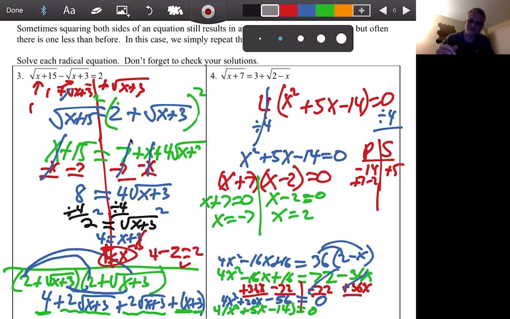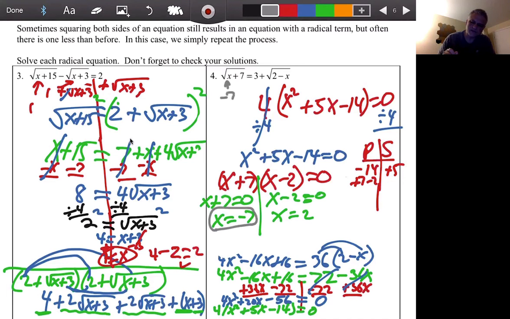Okay, let's try them. Remember, try your answers, okay? Let's try x equals negative 7. Okay, let's put that right there. Negative 7 plus 7 is 0. So 0 equals 3 plus square root of 2 minus negative 7. Well, 2 minus negative 7 is 2 plus 7, so that's 9. So 3 plus the square root of 9 is 3 plus 3. Uh-oh. 0 does not equal 3 plus 3. x equals negative 7 is an extraneous solution.